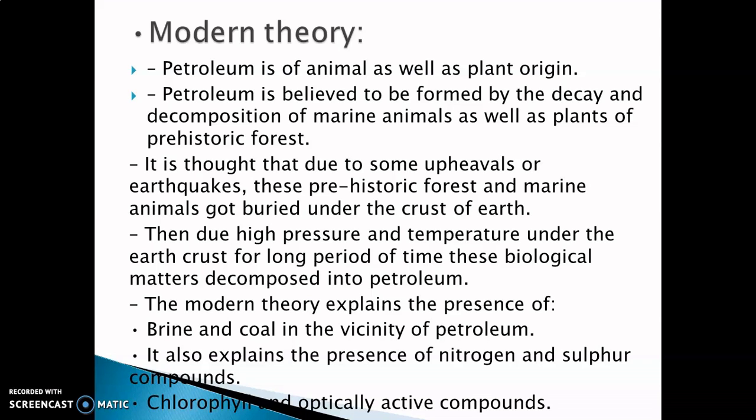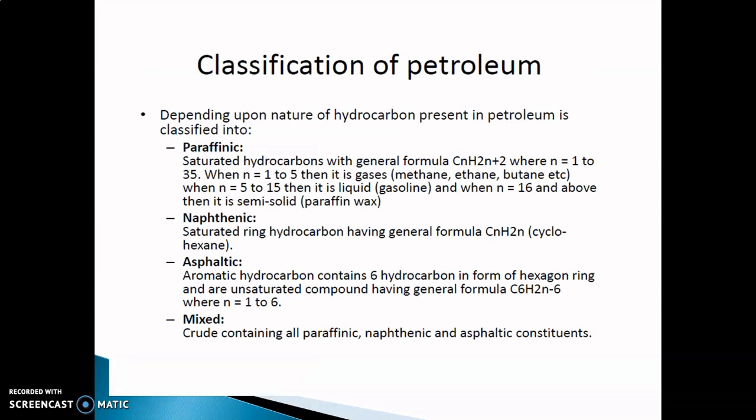So this would have been formed because of earthquakes. Marine animals got buried under the crust of the earth, and under high pressure and temperature for a long period of time, subsequent decomposition would have taken place, finally forming petroleum. This explains the presence of nitrogen and sulfur compounds and even the presence of chlorophyll and optically active compounds. So all those failures that were found in the previous theory were explained in the modern theory.